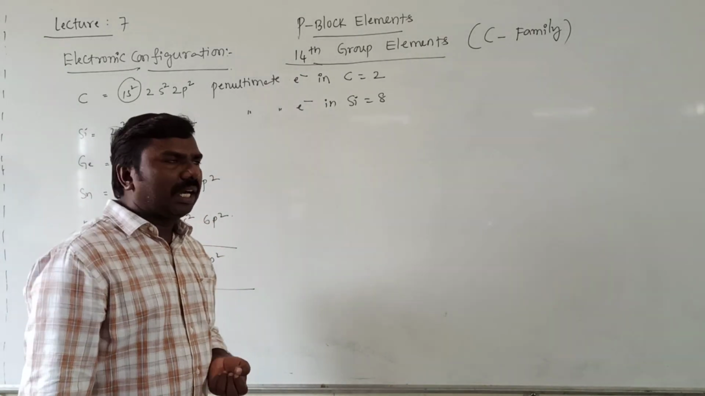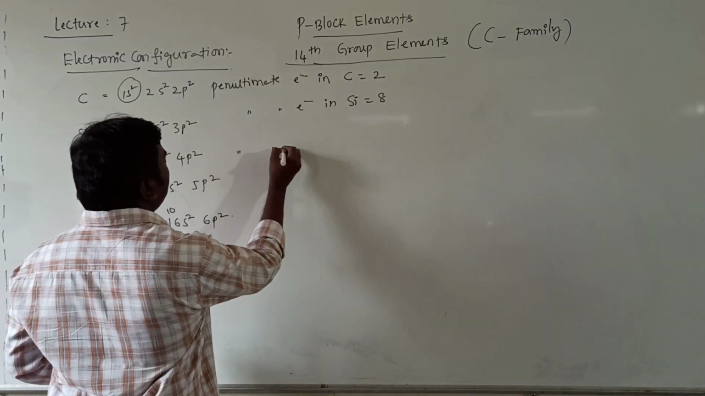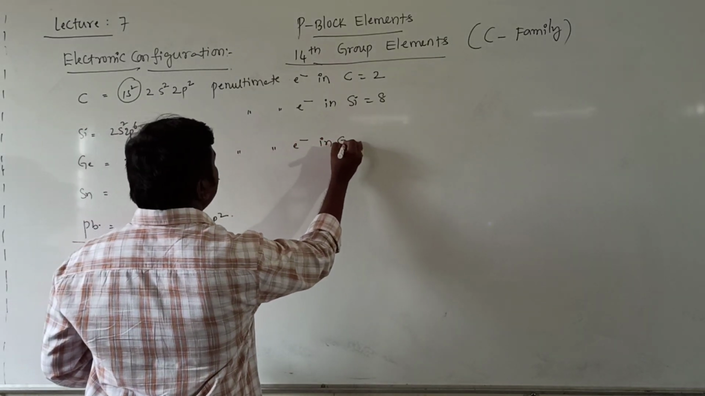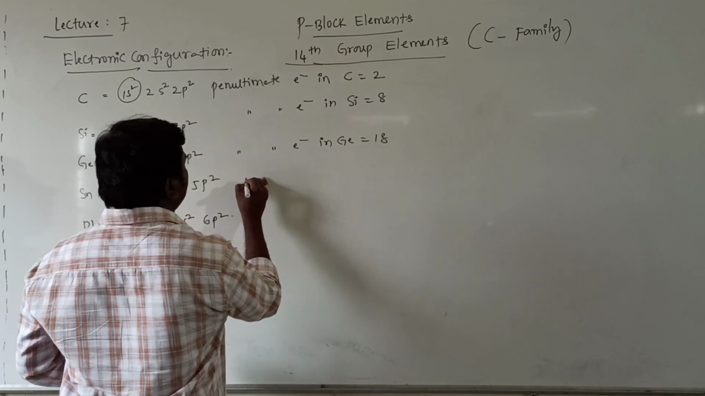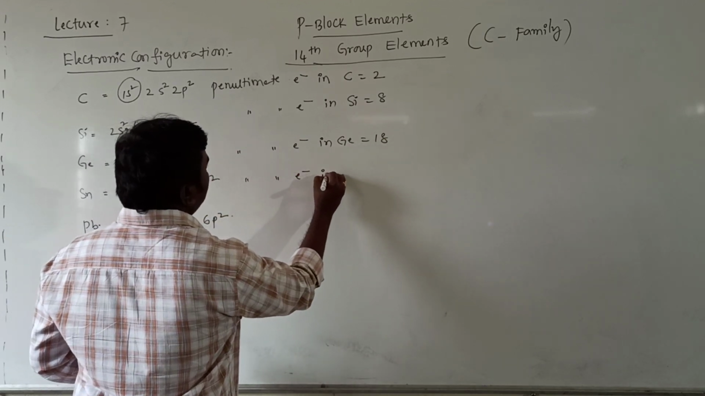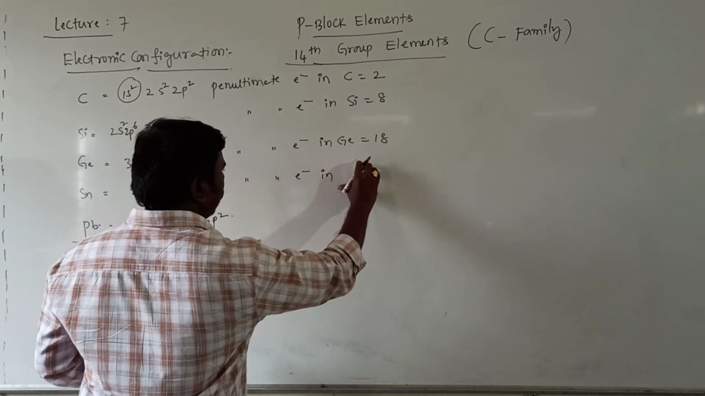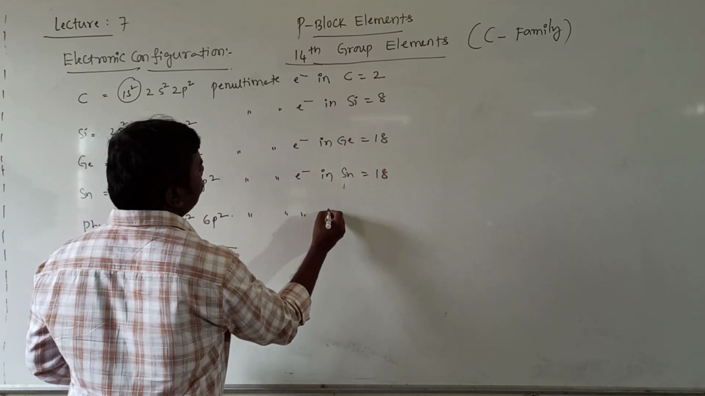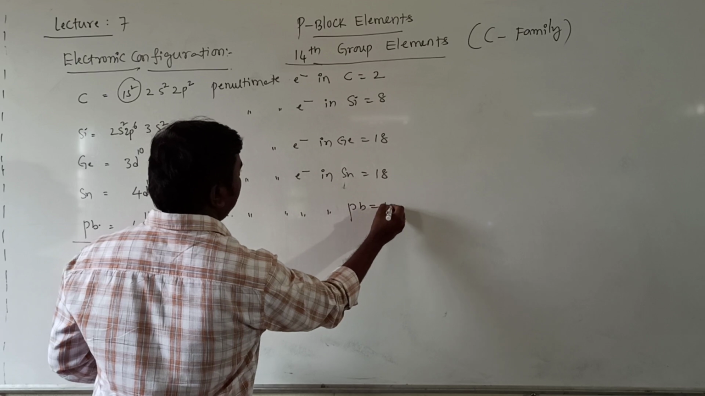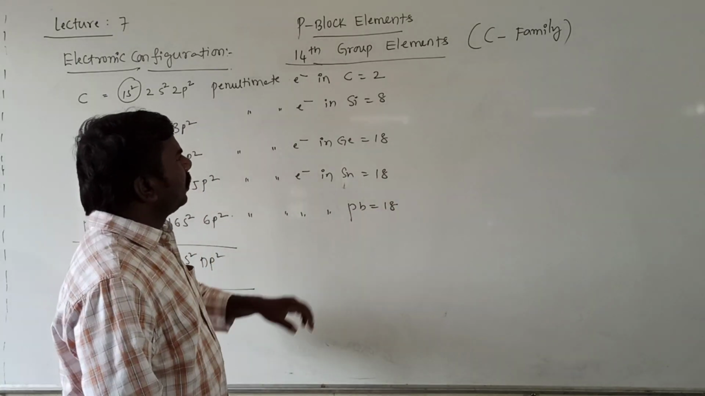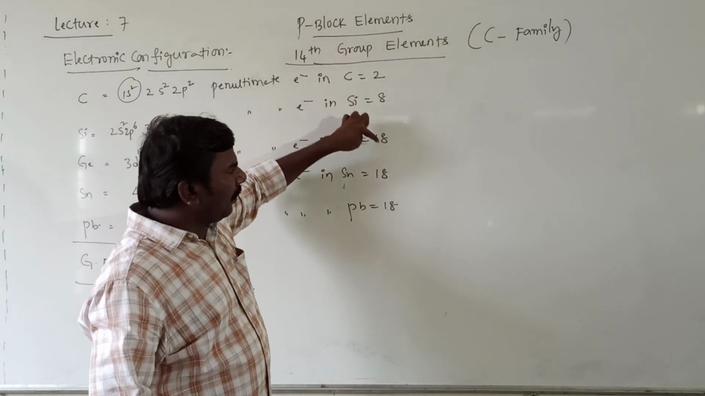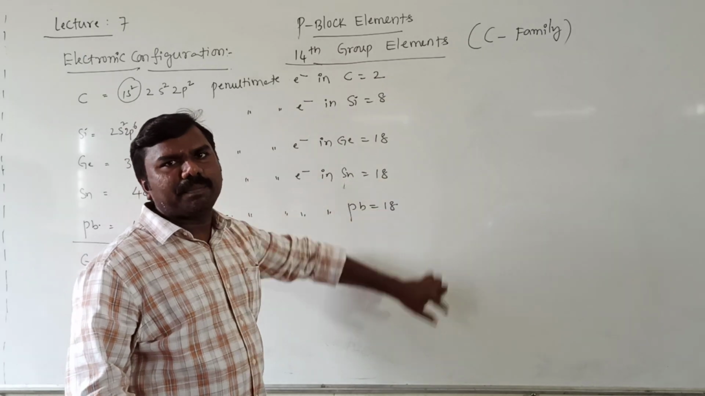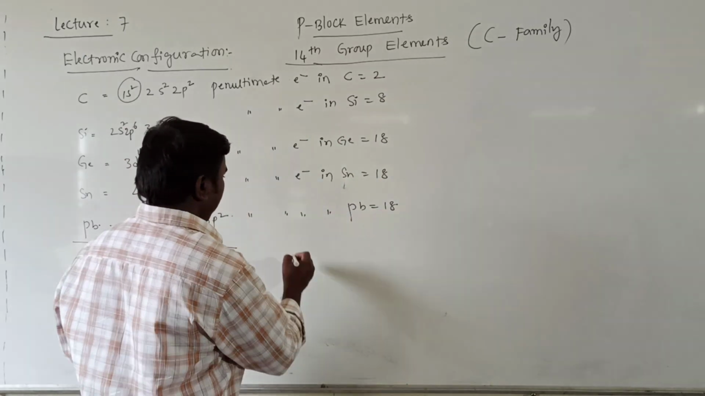totally 18 electrons. Penultimate electrons in germanium equal to 18. Here also in tin equal to 18. Next, lead also equal to 18. Right? So these two are different from these other 3 in penultimate electrons.